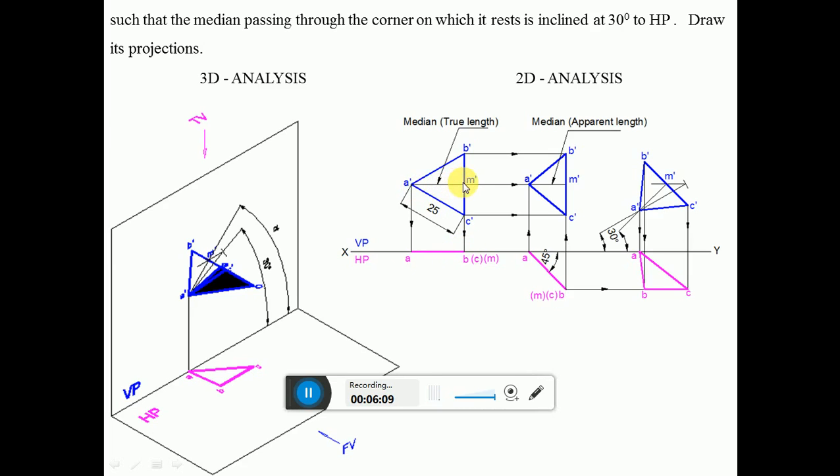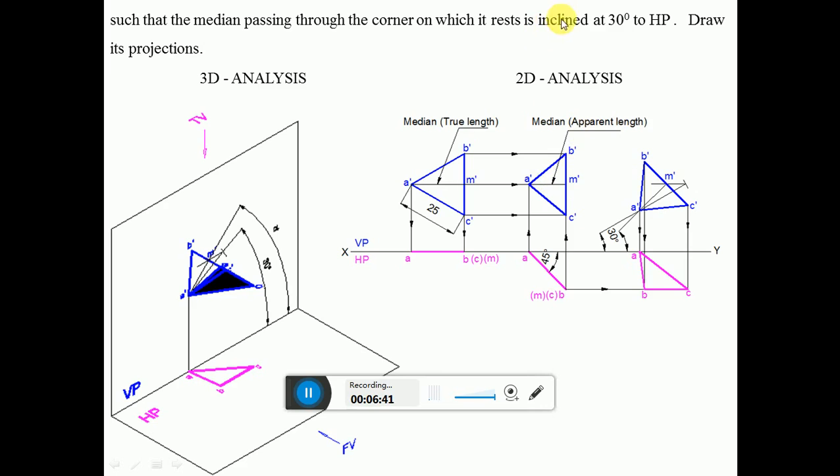So that means this length A dash M dash in the first position front view, AM in the first position top view, and AM in the second position top view, all the three will be equal. So all the three will be in true length, because this is parallel to VP. This is parallel to HP, so this will be in true length. But this is inclined to VP, so you are getting the apparent length here. That is the reason why I am getting the apparent length here.